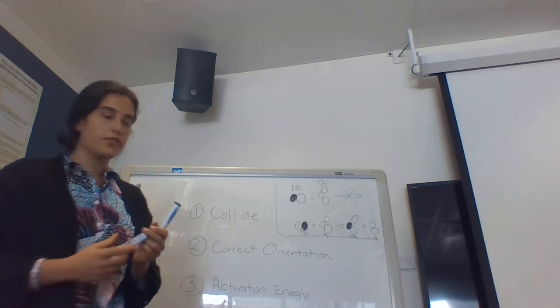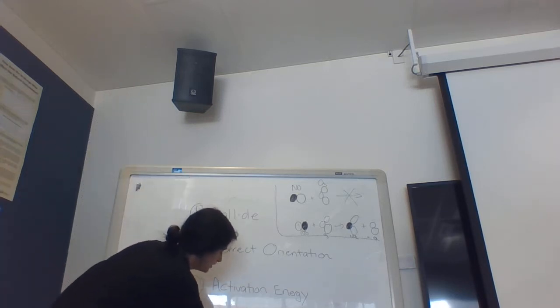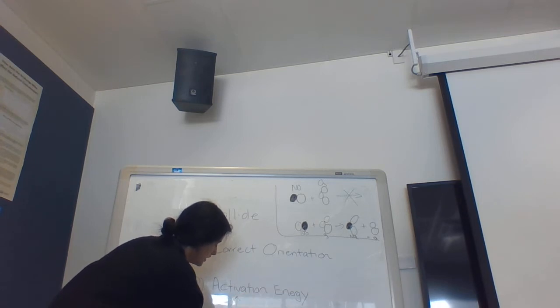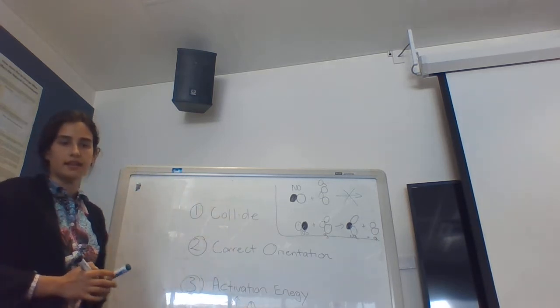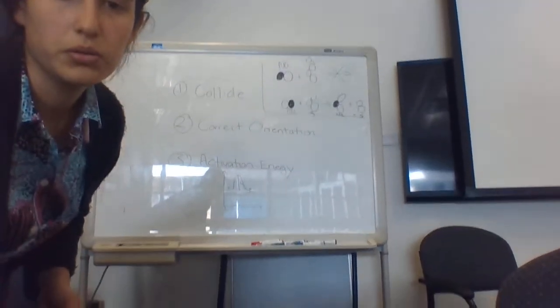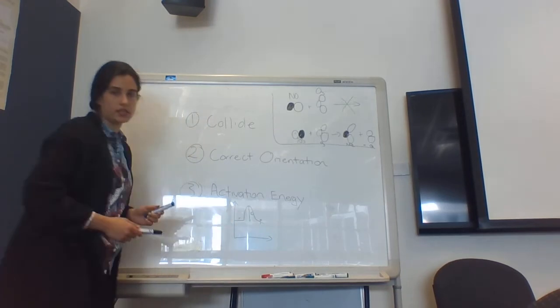And finally, have to have the right activation energy. Okay, so you would have seen by now, hopefully, energy diagrams. So that's the energy of the reactants, that's the energy of the products. The energy required for this reaction to occur is called the activation energy, or EA we often symbolize it as. Okay, so energy of reactants, energy of products, the activation energy.